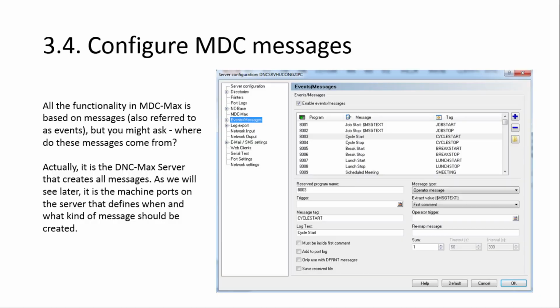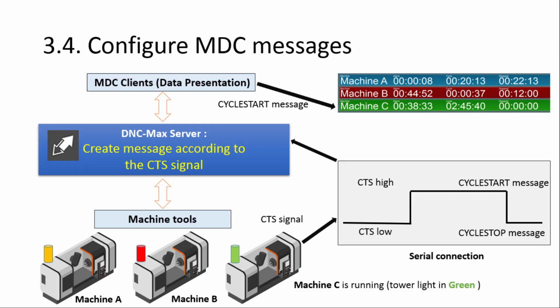Configure MDC messages. All the functionality in MDC-Max is based on messages, also referred to as events, but you might ask, where do these messages come from? Actually, it is the DNC-Max server that creates all messages. As we will see later, it is the machine ports on the server that define when and what kind of message should be created. For example, when a CTS high signal is detected on a serial machine port, this port can be configured to create, or trigger, a cycle start message. When the CTS low signal is detected on the port, this can create a cycle stop message.